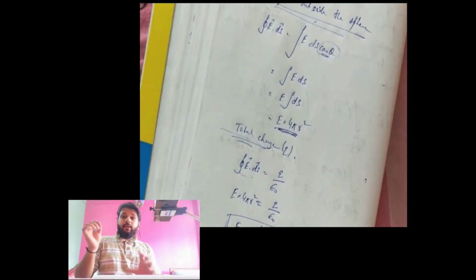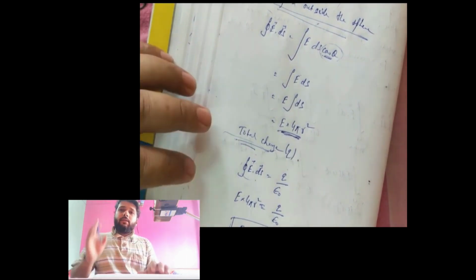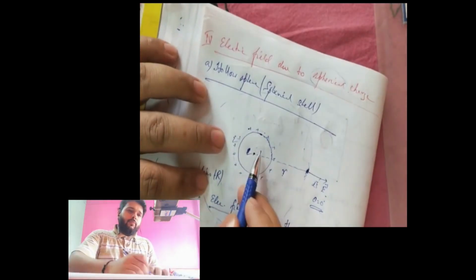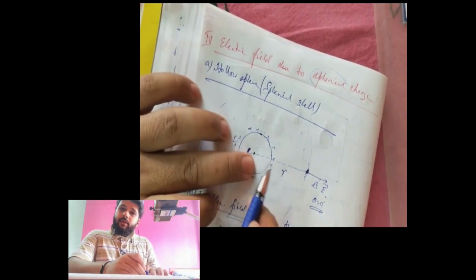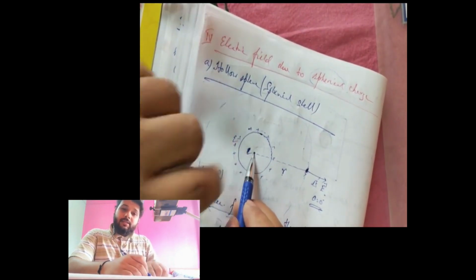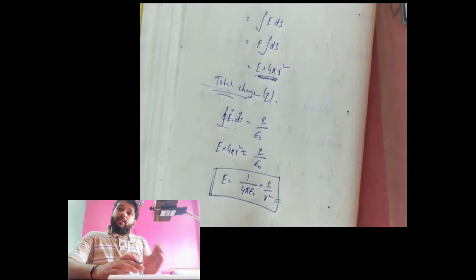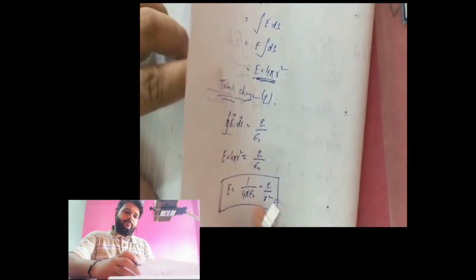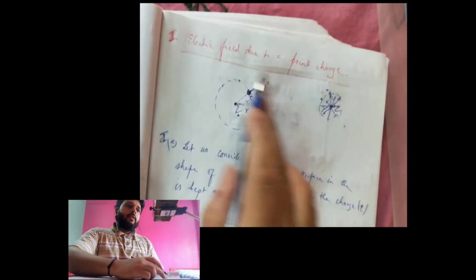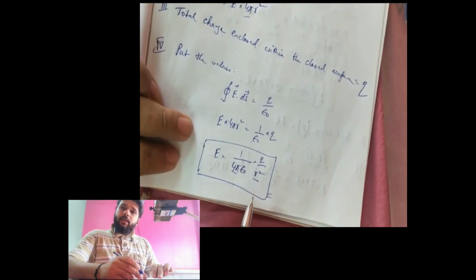So when a point is lying outside the sphere, the electric field will be same as if the charge is concentrated at the center. Here the charge is not a point charge, it is in the shape of a sphere. But when the point is outside, we consider this whole charge is concentrated at the center. So the expression is similar to the electric field due to a point charge, E is equal to 1 by 4 pi epsilon naught into q by r square.